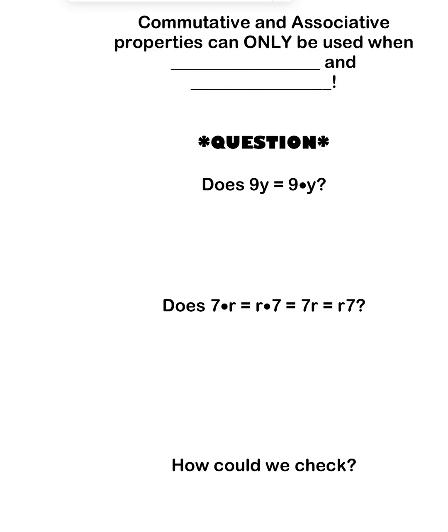All right, today we're going to talk about our last property, which is the commutative and associative properties. These properties can only be used when adding and multiplying. So if it's adding or if it is multiplying, these properties will work. All right, so some questions to think about.